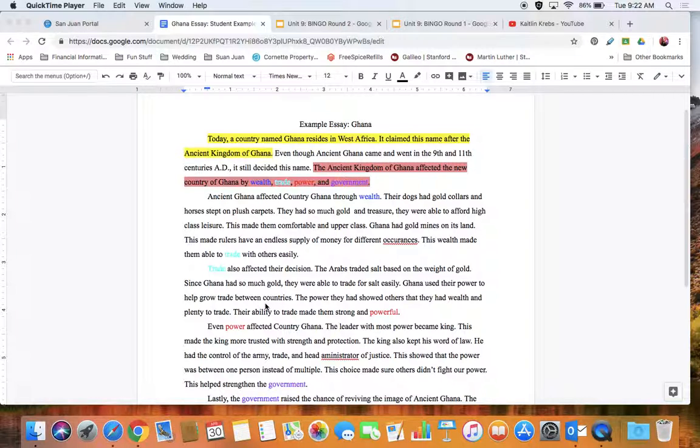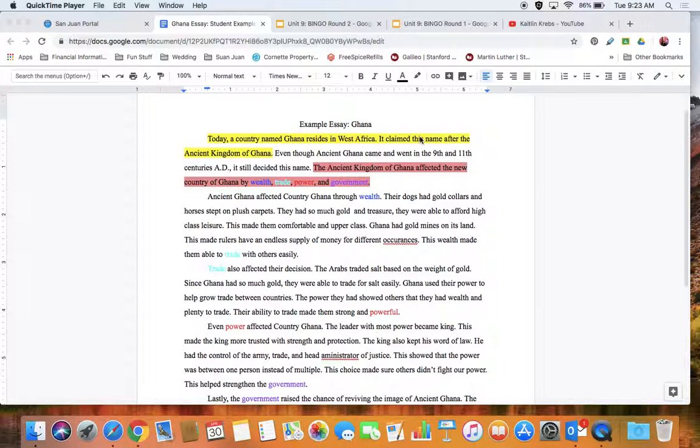Let's read through it real quick. I'm not going to read the whole thing, but I just want to kind of go through what the student did well. Today, a country named Ghana resides in West Africa. It claimed this name after the ancient kingdom of Ghana. This is a great way to open your essay. It just gets the job done. It's not the most amazing hook ever, but at least it addresses the point that you're making, right?